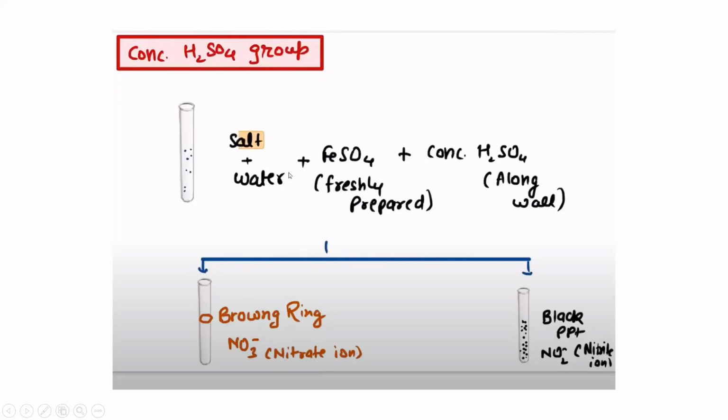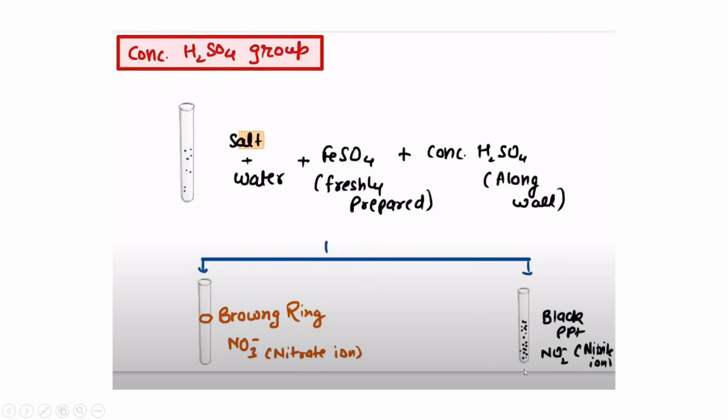Add it with salt and water, and concentrated sulfuric acid should be added along the walls, not directly, so that you can see the brown ring at the junction of the layers. If a brown ring is formed in your test tube, it shows the presence of nitrate ion. If there is no brown ring and the solution or precipitate turns black in color, that shows the presence of nitrite ion. So salt plus water plus ferrous sulfate solution plus concentrated H2SO4. So we can identify between the nitrate and the nitrite ion, right?